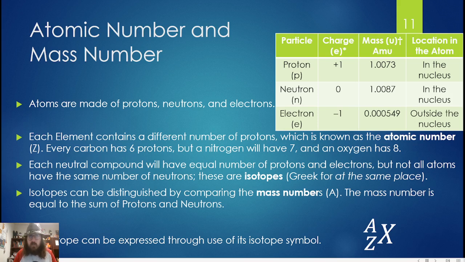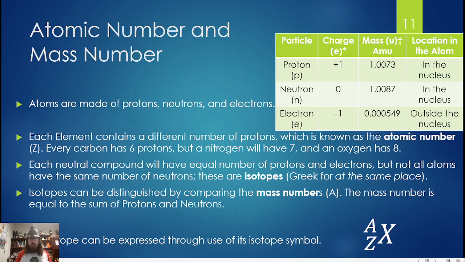The masses of each, as you can see, are 1.0073 AMU, atomic mass units, for the proton. Neutron is 1.0087 atomic mass units. Those are very small but very similar. And electron, which is much smaller, is 0.000549 AMU.